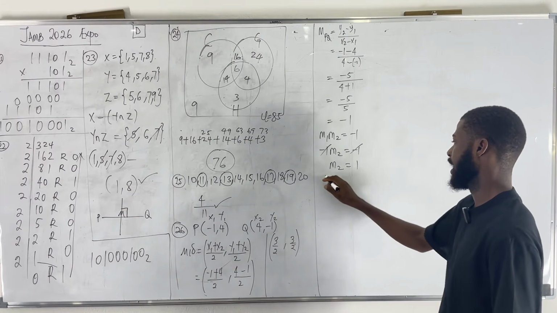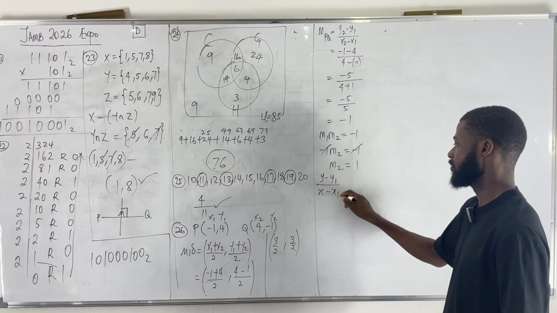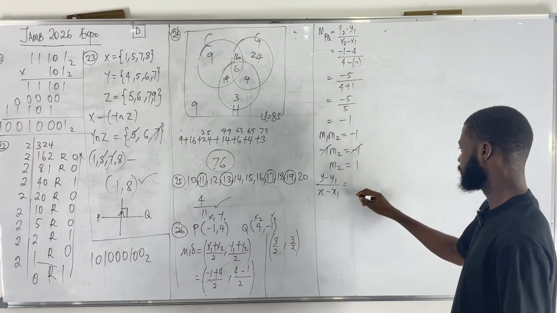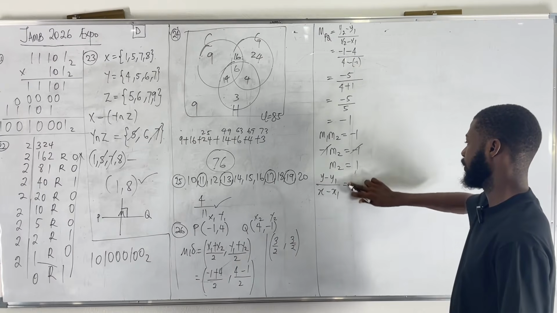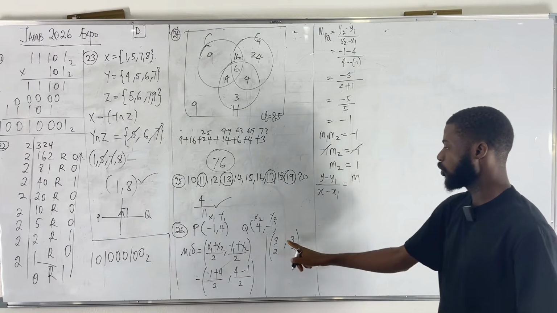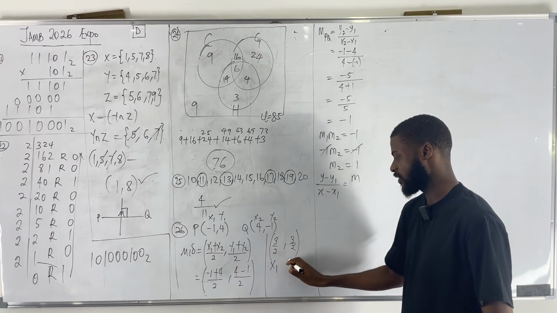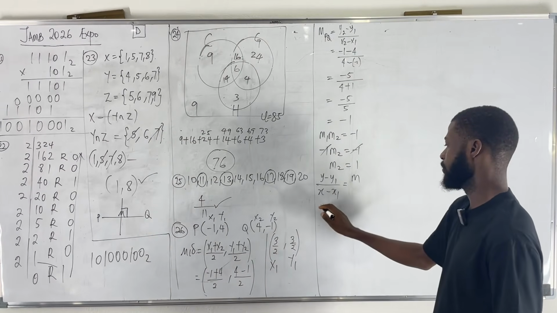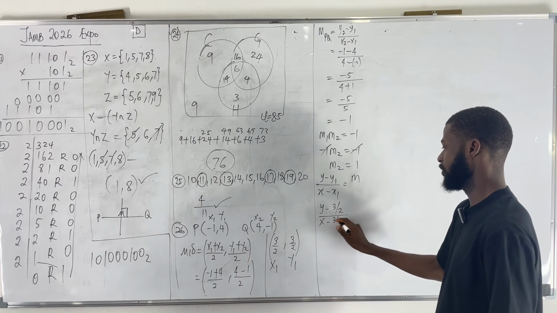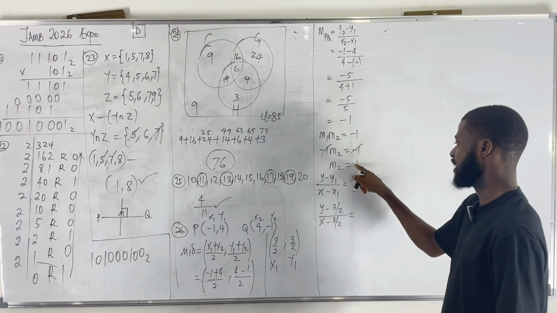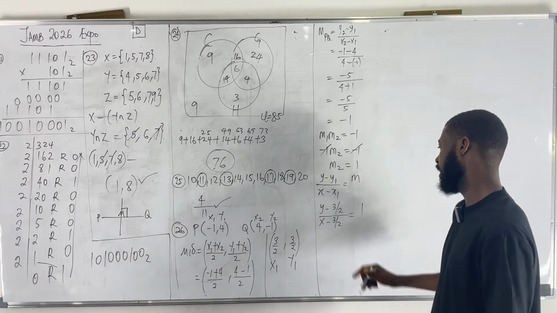To get the equation of a line, it's y minus y1 over x minus x1 equal to the gradient M. So now we're finding the equation. So remember, this was the point we have. So this is x1, y1. So this will be y minus 3 over 2 divided by x minus 3 over 2. What was our gradient? 1. We're going to be using 1, not this minus 1. No, we're going to be using 1.